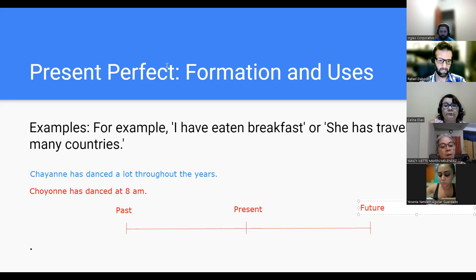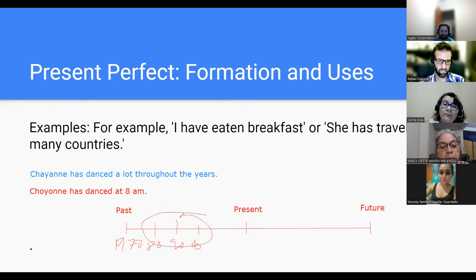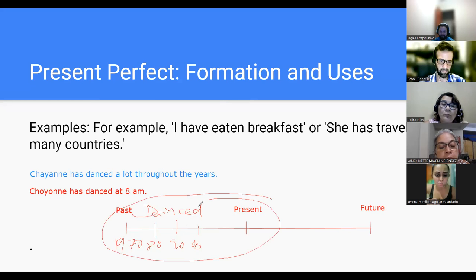So when you use present perfect, the action might have started here. I don't know how old Cheyenne is, but let's say 1970, and then you got the 80s, 90s, and then you got the 2000s, the double O's, all right? Anyways. So Cheyenne danced here, but so is it danced? Does he still dance, yes or no? Does he still dance? Yes. So he still dances, right?